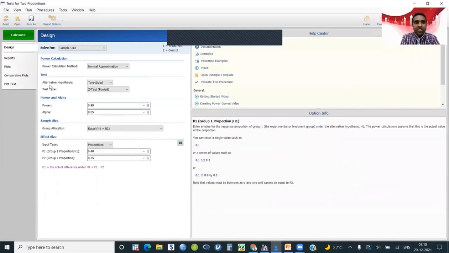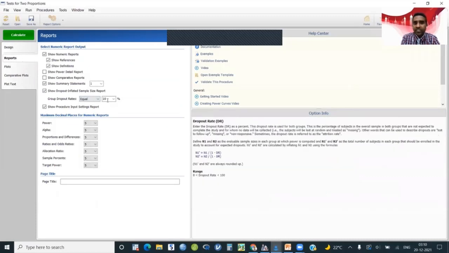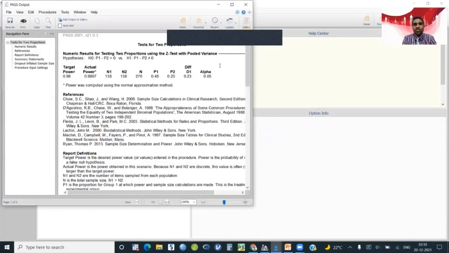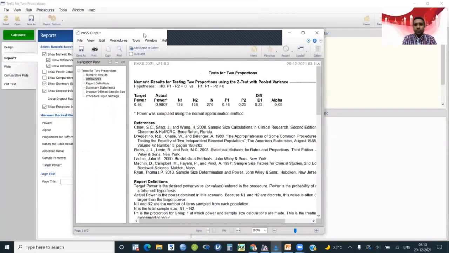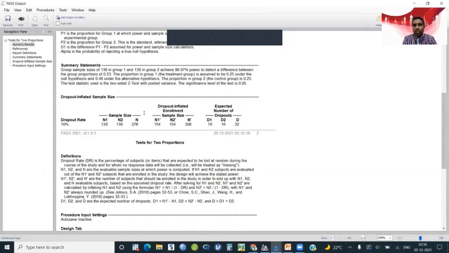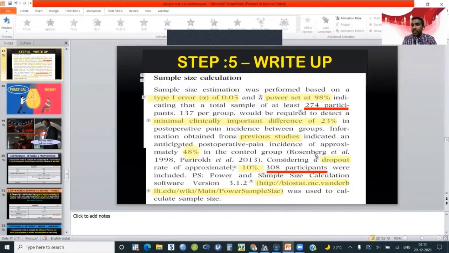And what is the dropout percentage? It is 10%, I believe, right? So let us go to the dropout. I am keeping it as 10%. Okay. So calculate it. So what is the sample size required? So we need 138 samples per group. Adjusting for the dropout, it is 154 and 154. It is 308. Let us go and check the data. It is 308. Now we can recreate it.